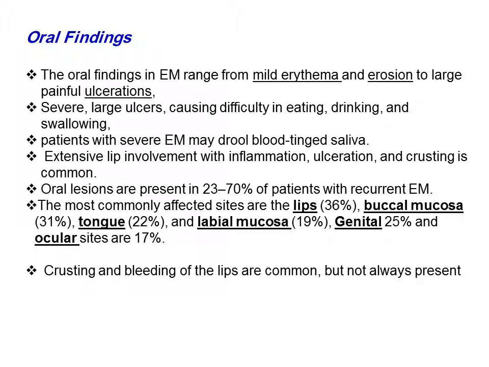Patients with erythema multiforme have blood-stained saliva, and extensive lip involvement with inflammation, ulceration, and crusting are most common. Oral lesions can be seen in 23 to 70% of patients with recurrent erythema multiforme. The most commonly affected sites, starting with the lips, are the buccal mucosa, tongue, labial mucosa, genital and ocular mucosa. Crusting and bleeding of the lip are common but not always present.